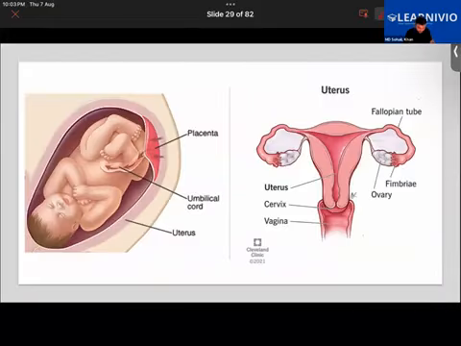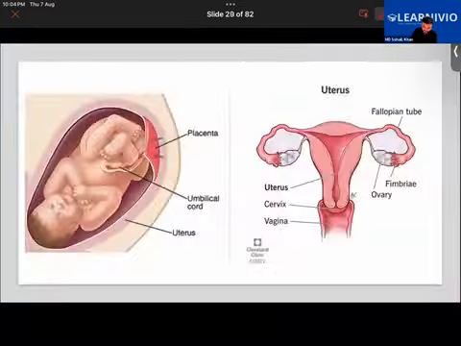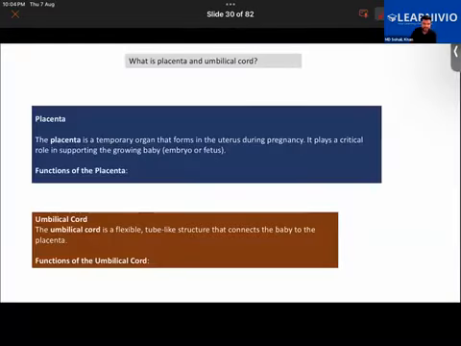See, in this one you can see. Now the baby is connected to the womb of the mother, to the uterus, via the placenta. The placenta is connected to the umbilical cord, that tube-like structure. Is that clear? The umbilical cord is connecting the baby and the placenta. So what are the functions? Let's understand about that.